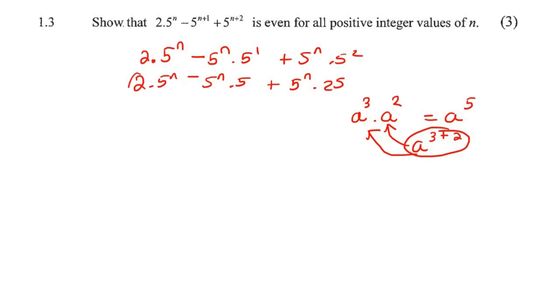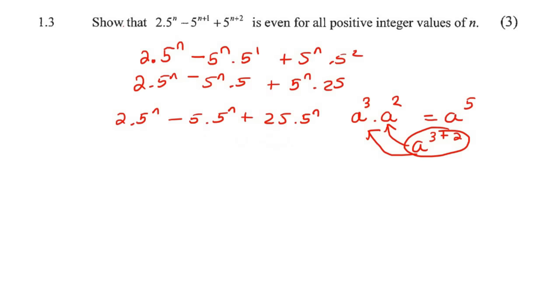Here we've got 5 5^n's. And here we've got 25 5^n's. So let's just say we've got 2 5^n's minus 5 5^n's plus 25 5^n's. So it's exactly the same as saying we have 2x minus 5x plus 25x. You can just combine all of that together now because they are all like terms.